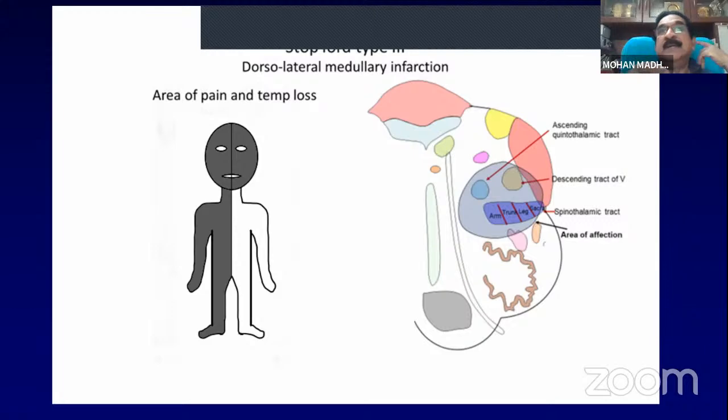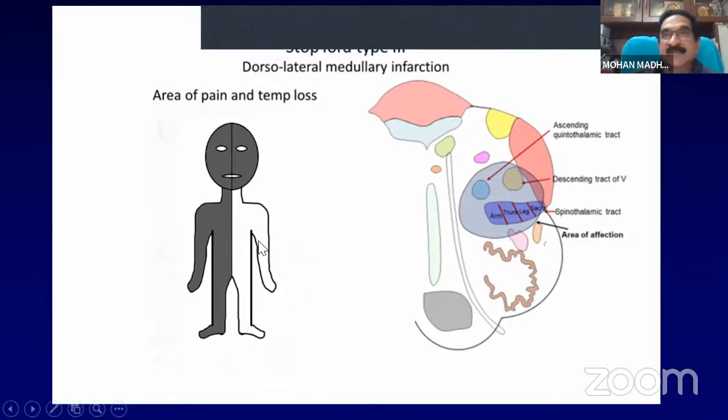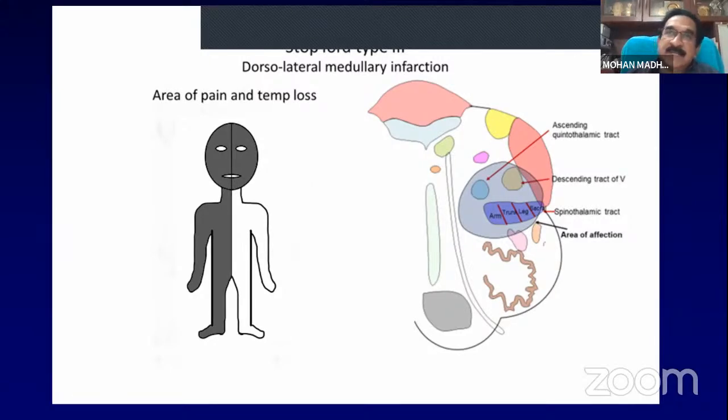Then only you can find out that face is affected or not. That part of the face is affected or not. Because this area will not be affected. So always compare this area with the ipsilateral body. Should not be comparing with both sides of the face, because both may be affected as in this situation. This is the dorsolateral medullary infarct, otherwise called the Wallenberg type 3, which is nothing but the combination of type 1 and 2.